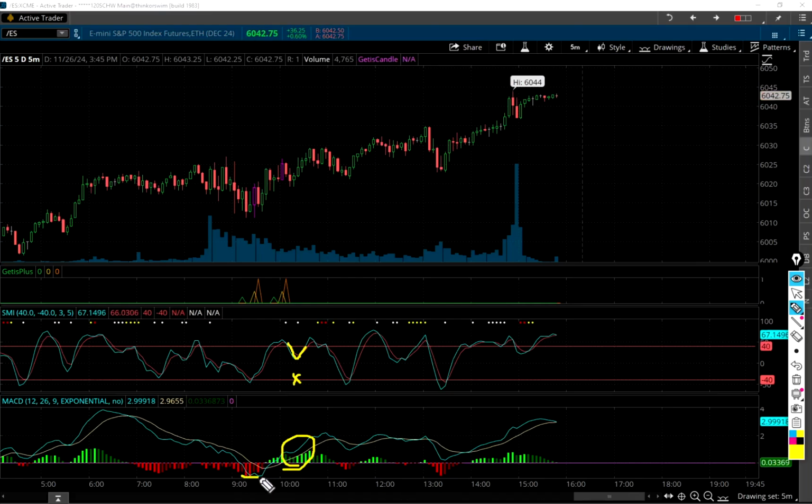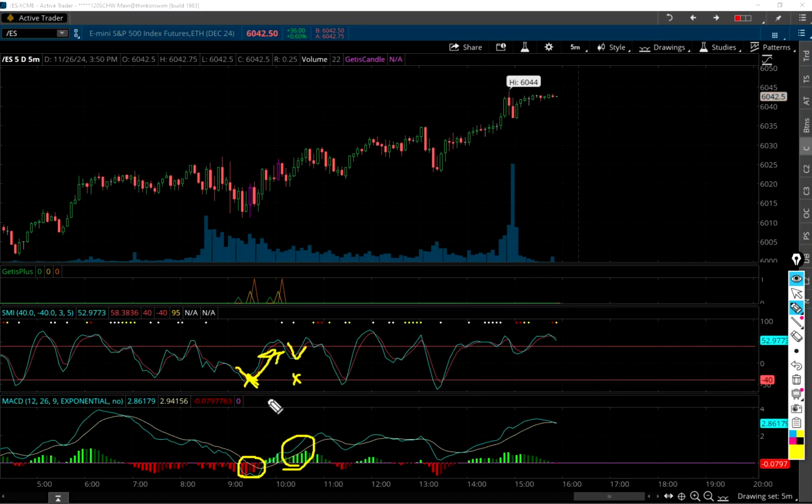Now, some of you say, well, why didn't you just go short down here? Because you're already at the bottom. You don't go short when the SMI is at the bottom. And as it started to rise, we could see that the MACD was starting to hint at going positive momentum. That's why we didn't short up here at the top, because momentum turned positive.